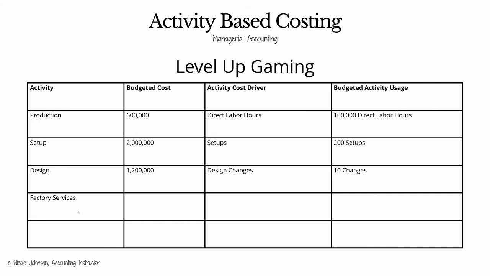For design, the budgeted cost is $1,200,000. The activity cost driver is design changes, and the budgeted activity usage is 10 changes. For factory services, the budgeted cost is $1 million. The activity cost driver is square feet, and the budgeted activity usage is 20,000 square feet. The total budgeted overhead cost for Level Up Gaming is $4,800,000.